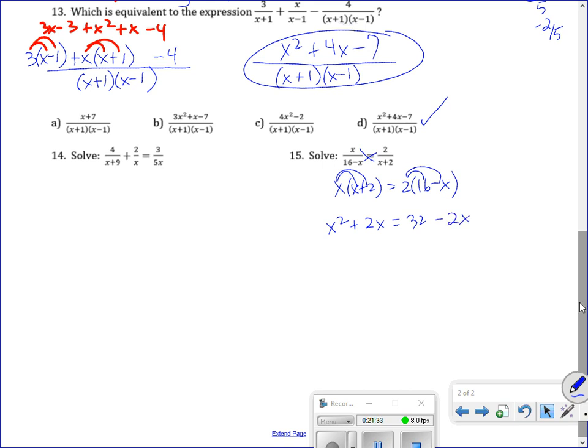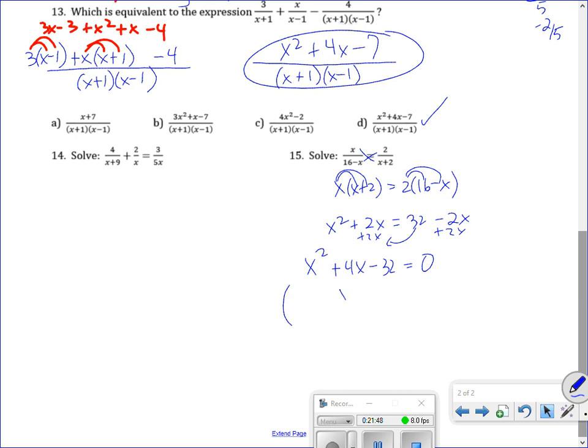All right, so I need to bring everything over to the left because that's where the x squared is positive. So I get x squared. I'm going to add 2x. So I get plus 4x. And 32 has nothing to go with, so I'm just going to move him over. He changes to a negative 32, and then I got nothing over here.